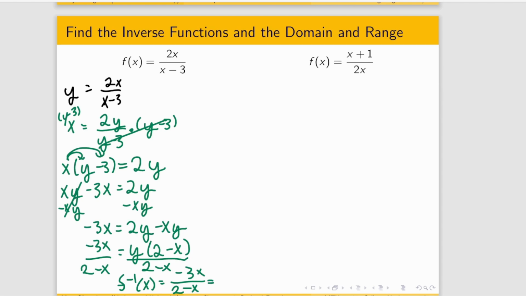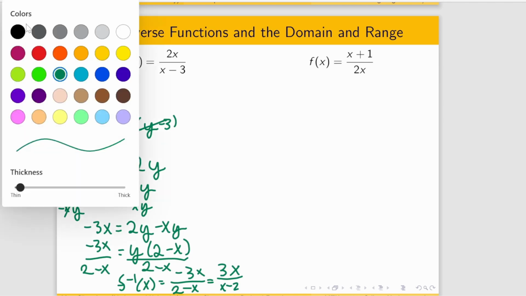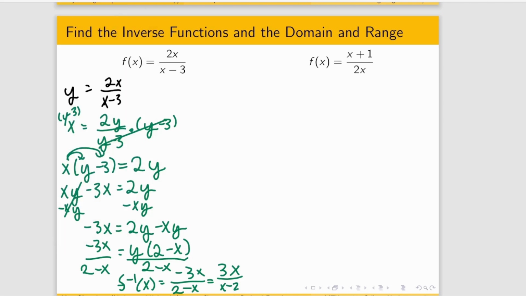So you might have equivalently divided every term by a negative and flipped it the other way around. That would be 3x over x minus 2. Those are equivalent statements if you just think about pulling out a negative from every term. Either way, I can still think of the domain and range of both the original and the inverse function.